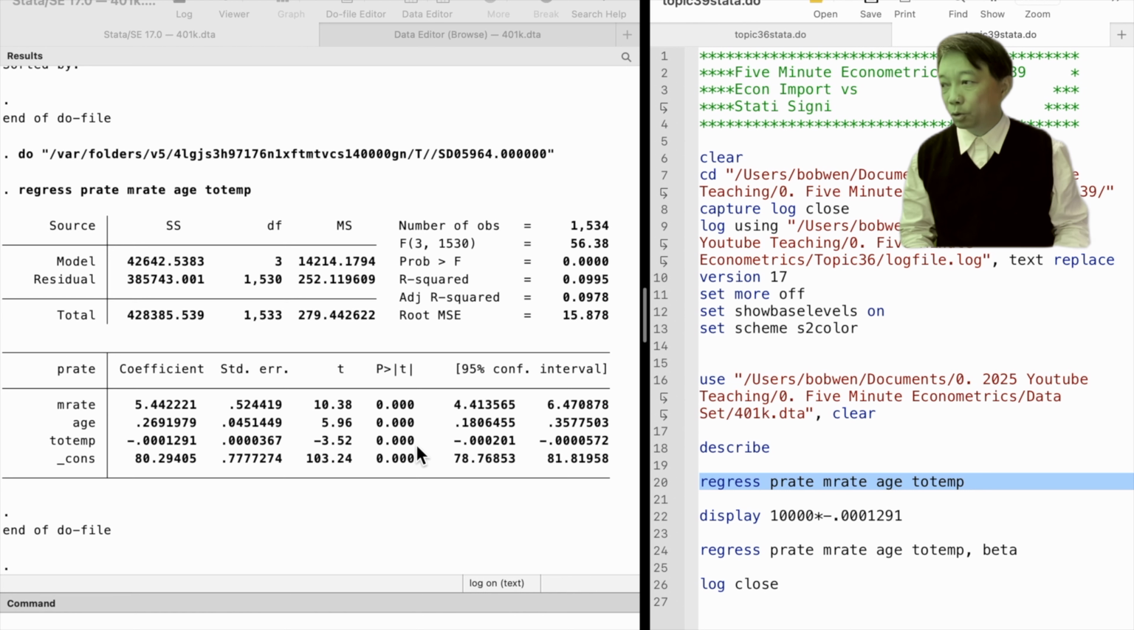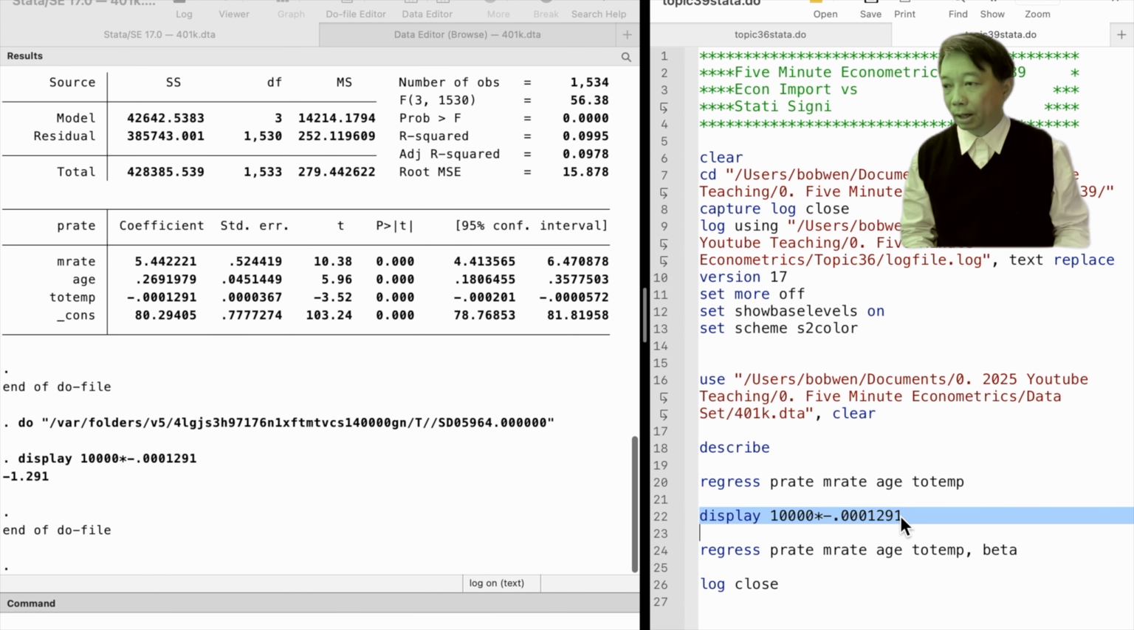Holding match rate and age fixed, if a firm employs 10,000 more workers, the participation rate falls by 10,000 times 0.00013, which equals 1.3 percentage points. A huge increase in the number of employees is associated with only a modest decrease in the participation rate. Therefore, although firm size does affect the participation rate, its economic effect is negligible.